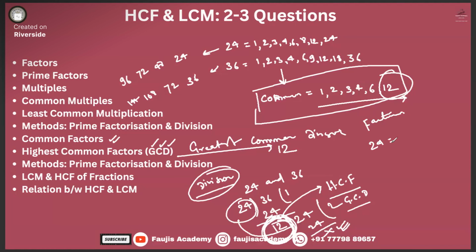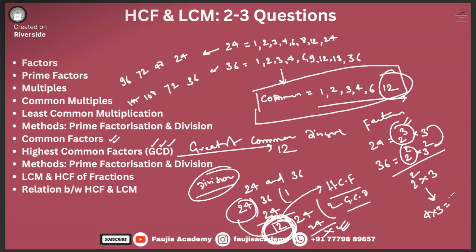Now, factorization method. 24, how can we write it? 6 into 4, 8 into 3. 9 into 4, 2 cube, 3 cube. 2 square, 3 square, sorry. What is common over here? 2 square. In 2 cube, there is 2 square essentially. 2 square is common. And over here, what is common? 3. That's it. That is your LCM. Sorry, HCF, sir. Yeah. That is your HCF.